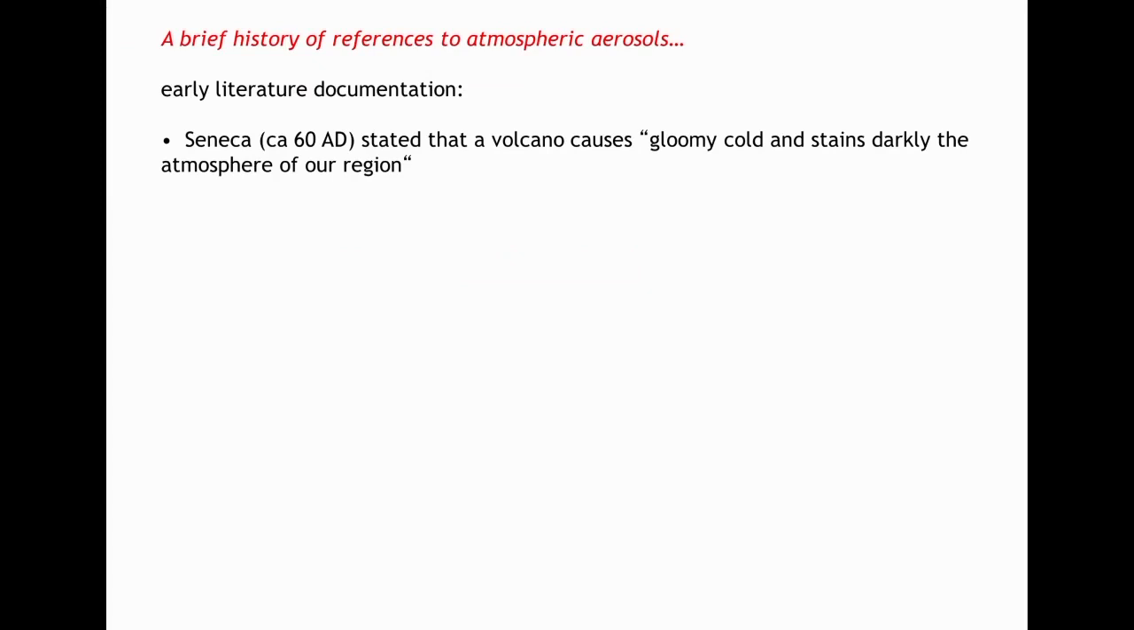So, the earliest evidence for particles. When people were observing in ancient times the optical effects in the atmosphere from things like volcano eruptions, that they caused gloomy cold and stains darkly the atmosphere of our region. And this was a Roman guy about 2,000 years ago. They're noticing optical properties of aerosol. So the optical properties of the aerosol that were emitted from the volcano are causing the change to the atmosphere.